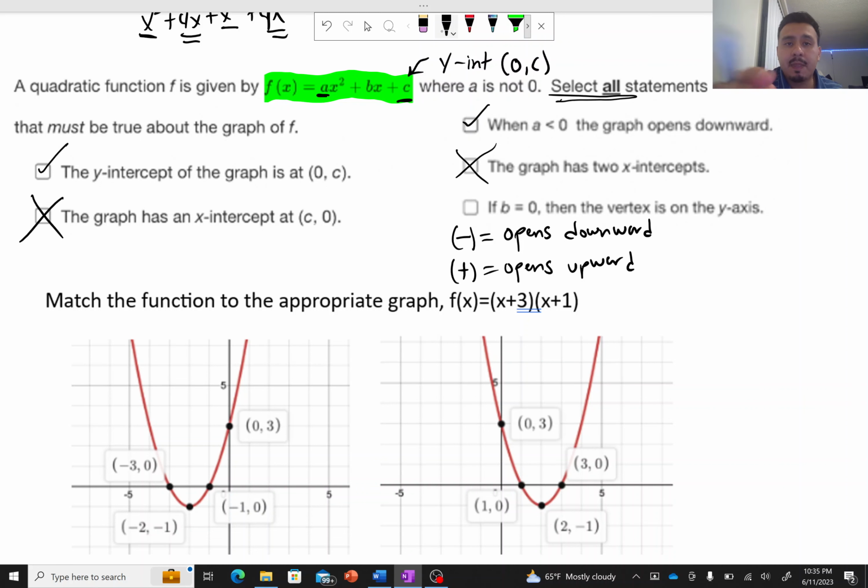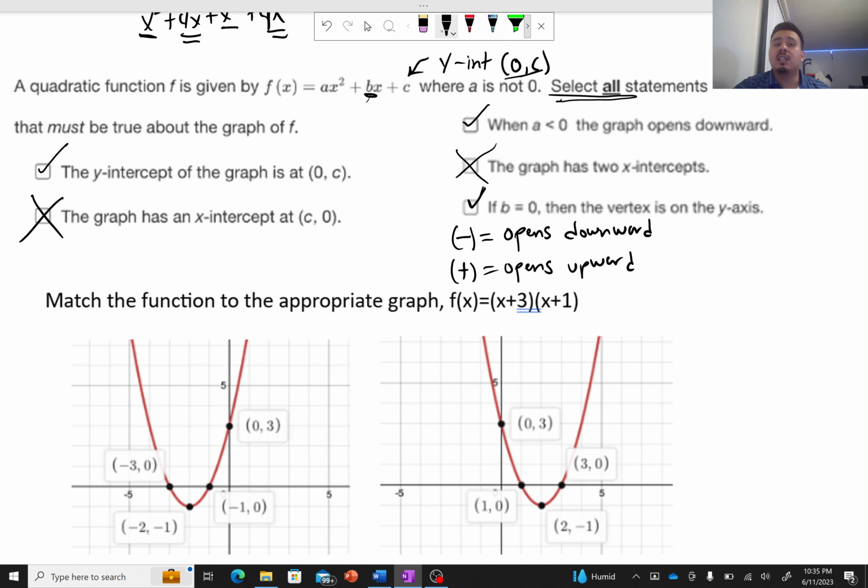If b was equal to 0, the vertex is on the y-axis. So if b was 0, then that means that we have this point as our vertex, and that is true.